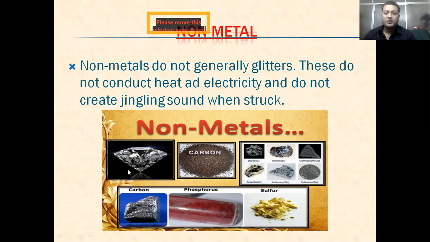Let's see, there is diamond, carbon, or different types of things. There is carbon, phosphorus, or sulfur. These are all good examples of non-metal.